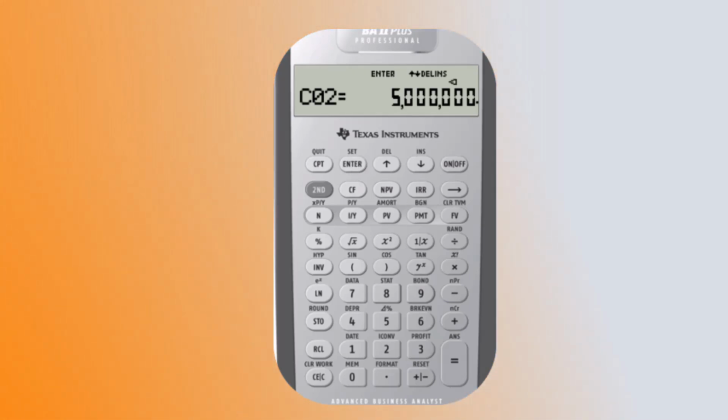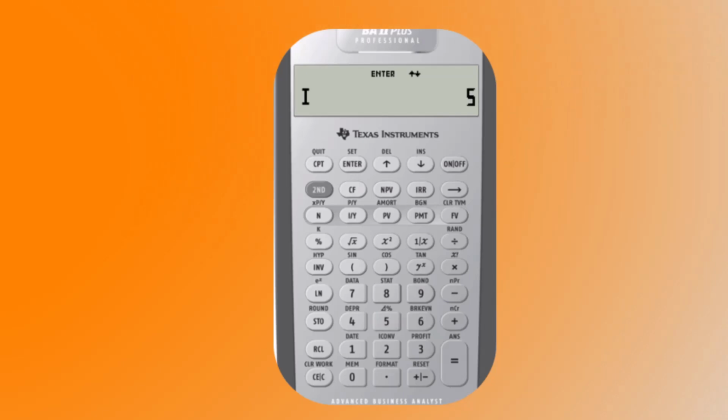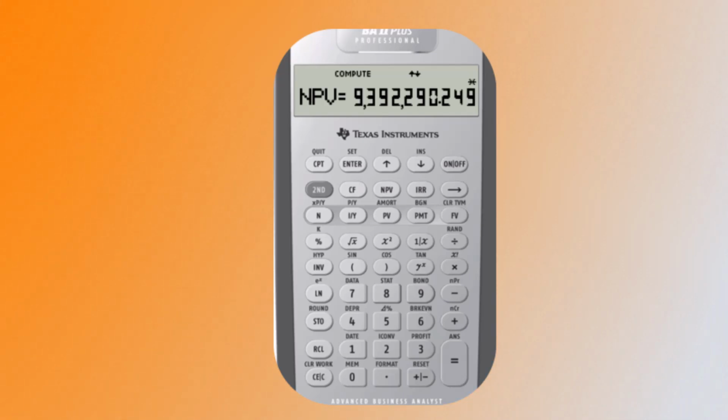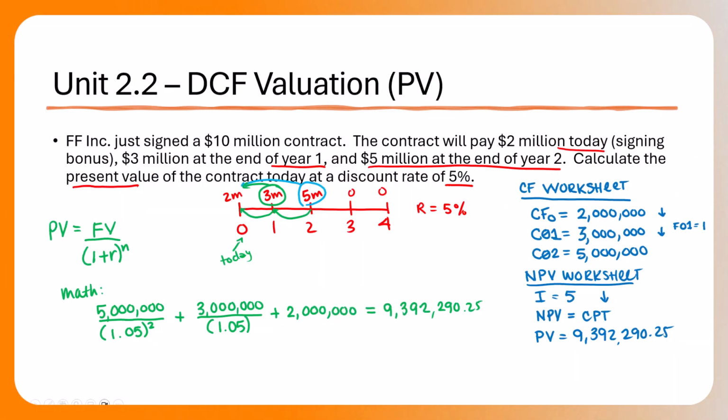Now we'll navigate to our NPV. We will hit 5 and enter for our discount rate, arrow down, and hit compute. And you can see that the value of these cash flows at time 0 is $9,392,290.25. Let's move on to the next question.